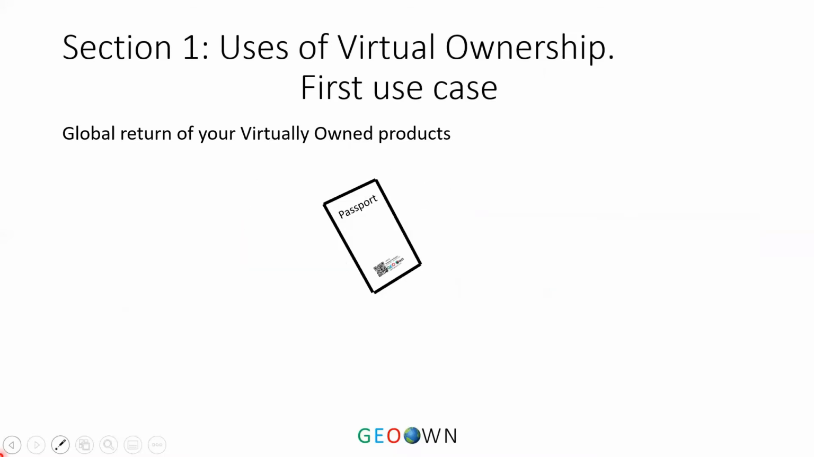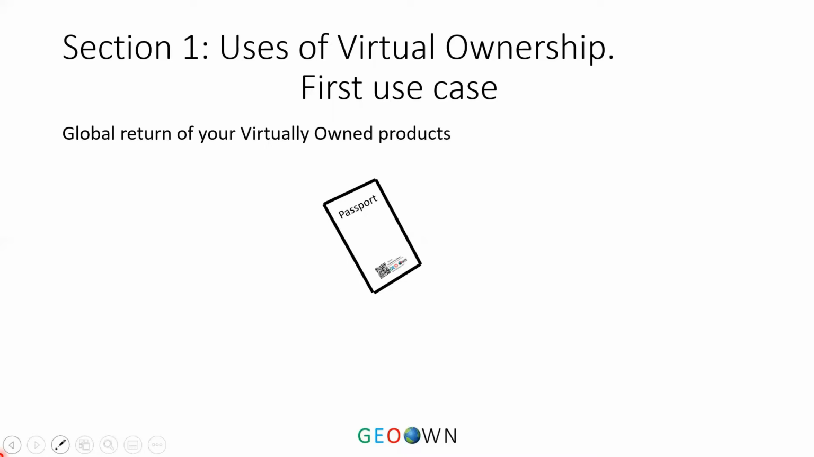What you do is create a virtual ownership for your passport. You go on Geon and create a virtual identity for your passport. This identity is sent to you by land mail. Next, you attach that identity you created to your passport. It is a small sticker which you can attach to your passport or to a plastic sleeve on your passport.